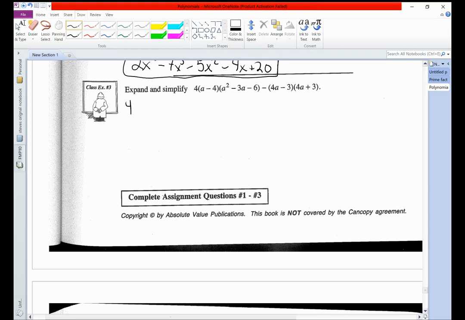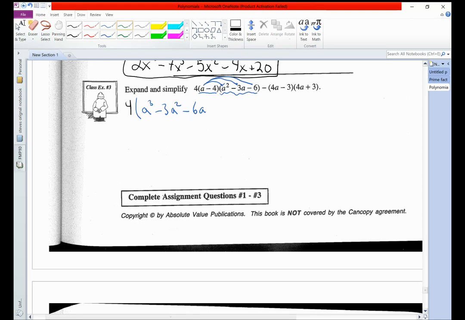So I'm going to leave that 4. That first 4, I'm not going to deal with it right now. The first thing I'm going to deal with is this binomial multiplied by this trinomial. So I'm going to go a multiplied by a squared. I'm going to multiply that a through all the brackets. So a multiplied by a squared is a cubed. A multiplied by negative 3a is negative 3a squared. And a multiplied by negative 6 is going to give me negative 6a.